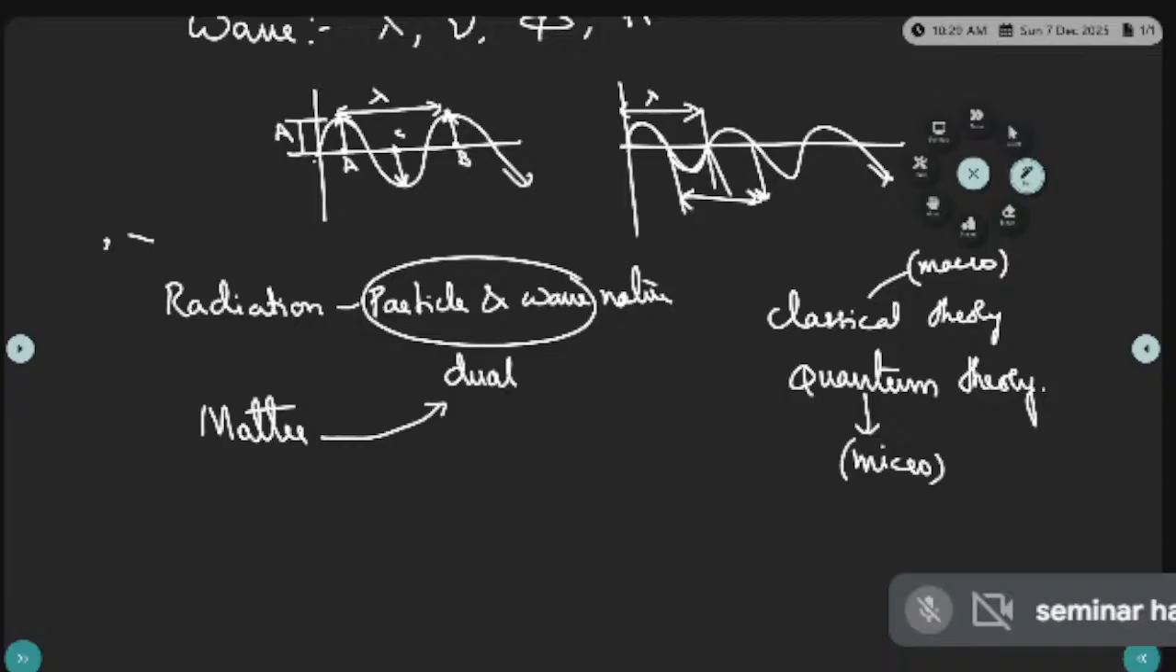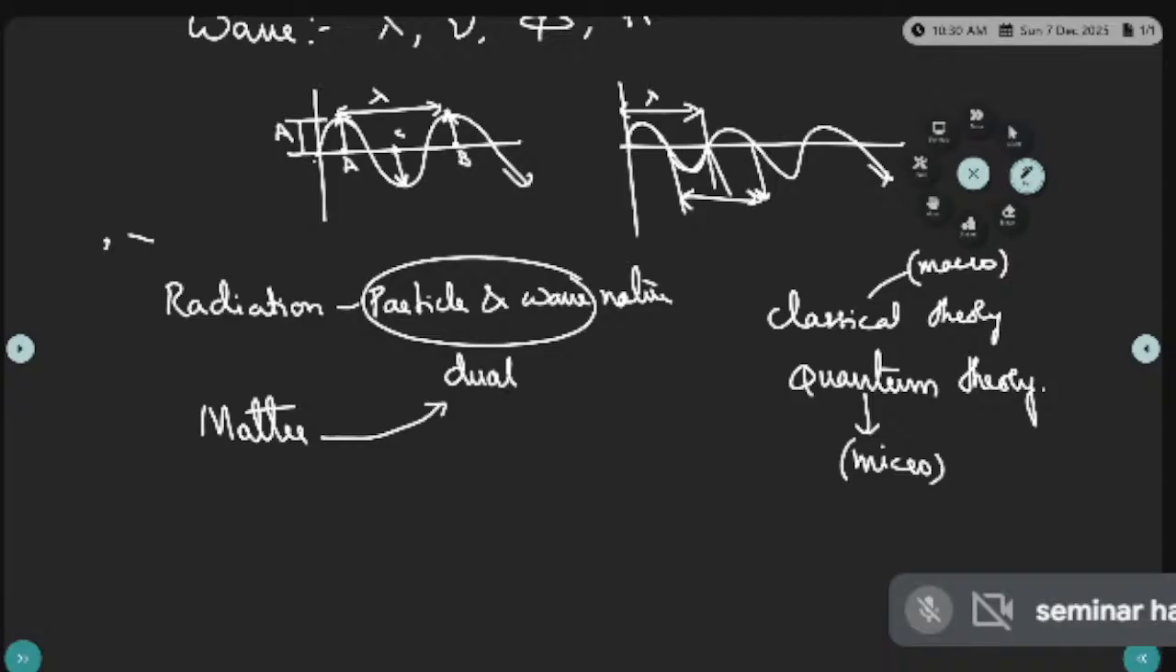Finally, what I want to say is that classical theory discusses the particles which are visible, meaning macro size. Quantum theory will discuss the particles which are not visible, the micro ones. Okay, that is one.